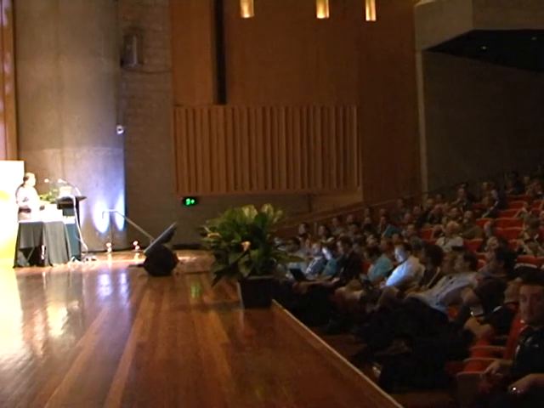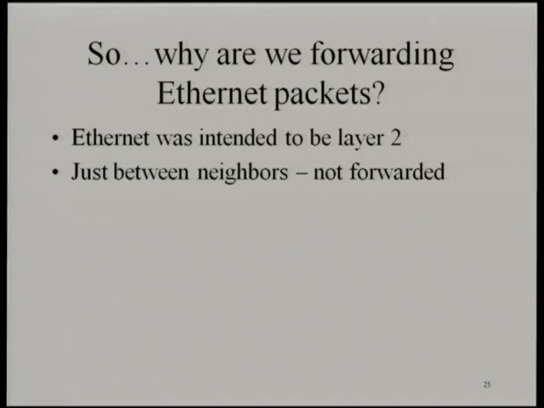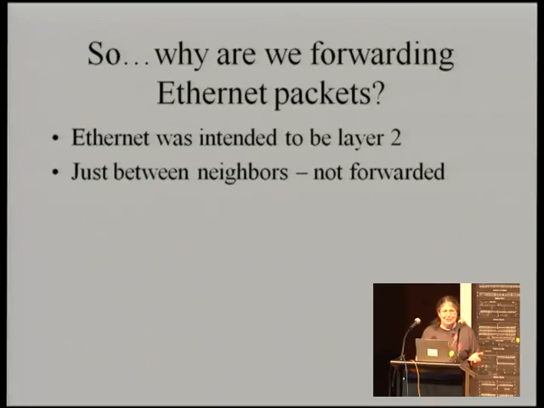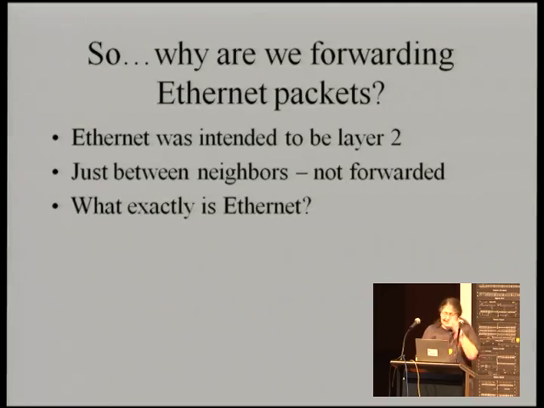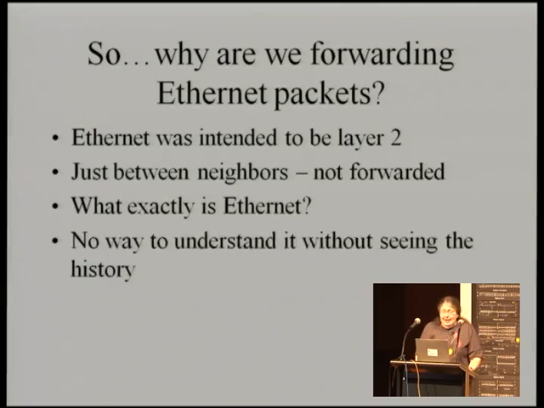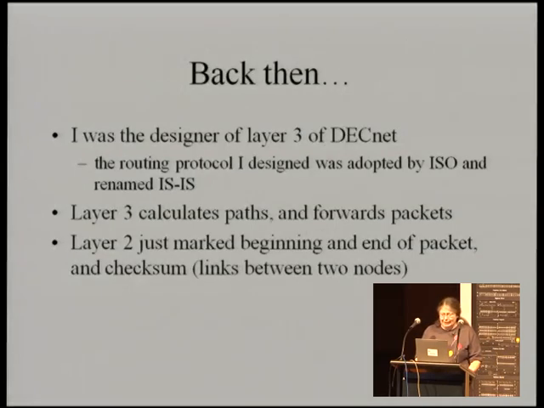So why are we forwarding Ethernet packets? Ethernet was intended to be a layer 2 thing, which was just between neighbors. But we do forward Ethernet. What's that about? So what exactly is Ethernet? As I said, there's no way to understand it without seeing the history. Back then, before Ethernet, I was the one designing layer 3 of DECnet, which means I did routing protocols and stuff like that.